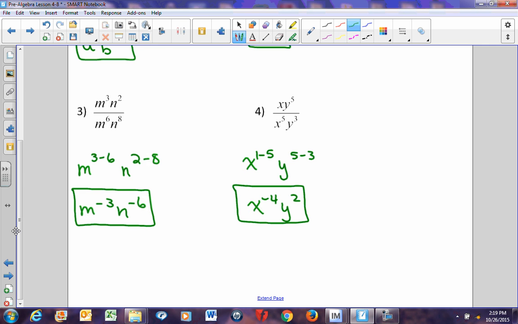Really, exponents in division is not difficult. It's just sometimes you have to remember how to make a negative exponent positive, and that's probably the most difficult thing. We'll keep it fairly simple in pre-algebra, and algebra will get a bit more complicated. But this is lesson 4A, exponents and division.